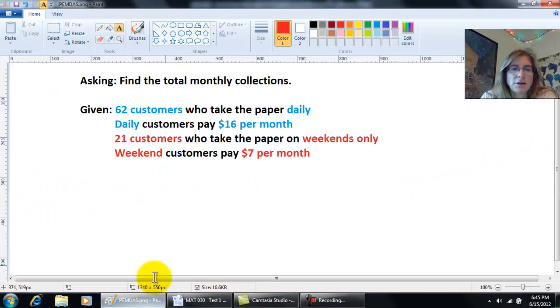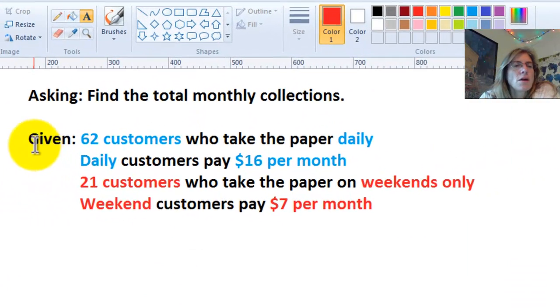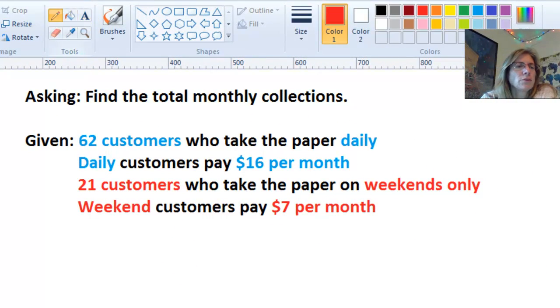Okay, so I kind of set it up on this other screen. And this is problem 30, I believe. What they're asking for is to find the total monthly collections. Well, they have two kinds of customers. They have customers who take the paper daily, and they have customers who take the paper on weekends only.